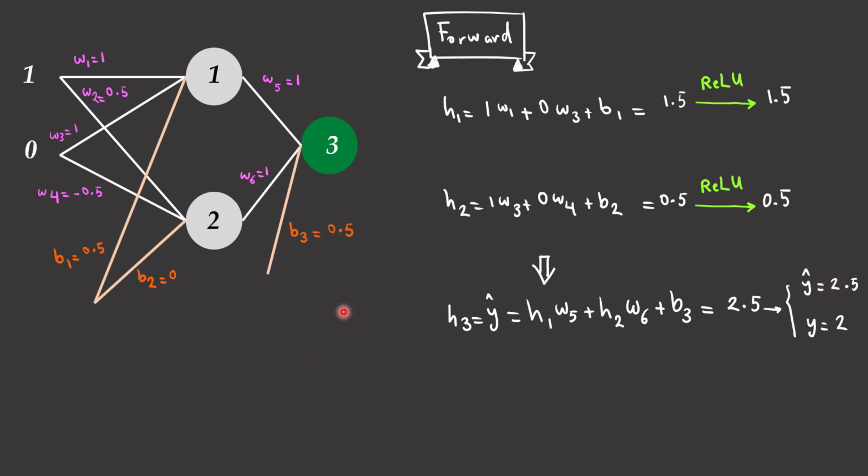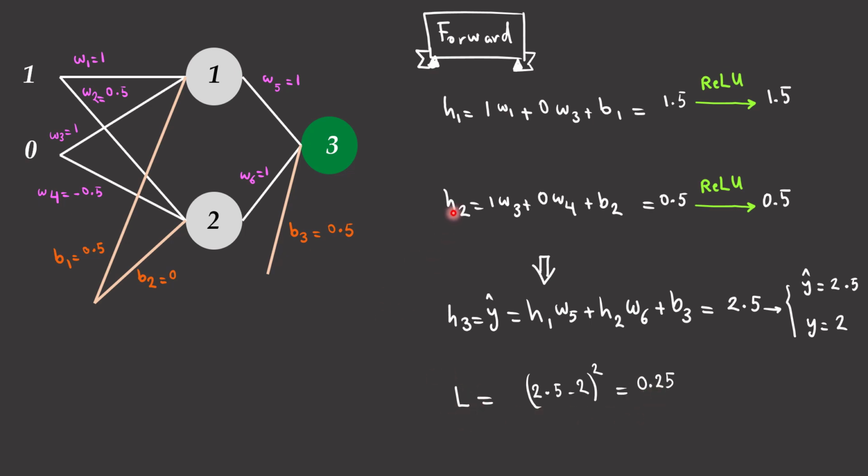So for this specific problem, which is a regression problem, we can define the loss function as the difference between y hat and y to the power of 2. So we can see that y hat is 2.5 minus y, which is 2, to the power of 2. So the value of the cost function or the loss function is 0.25.